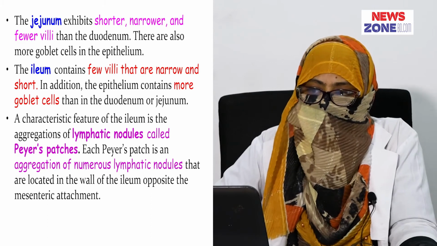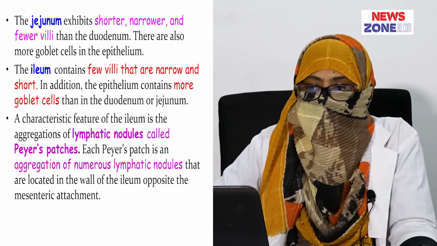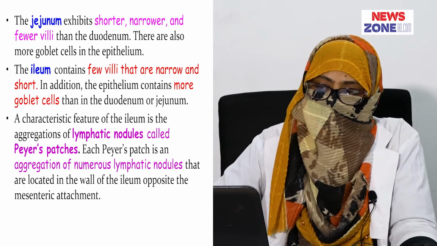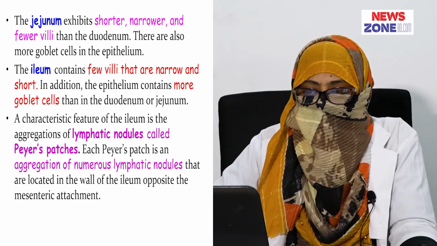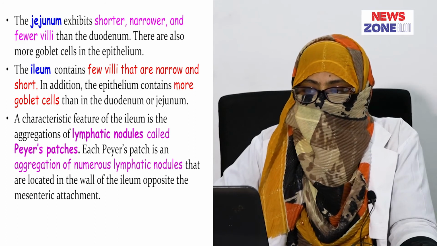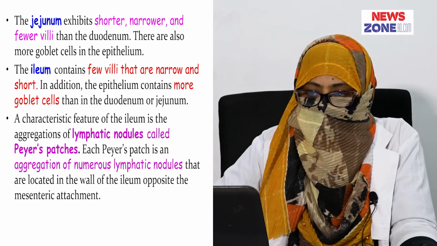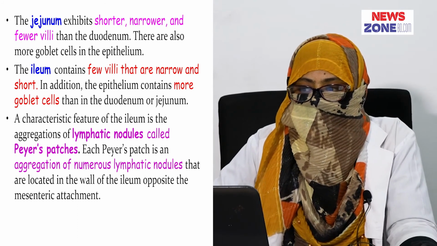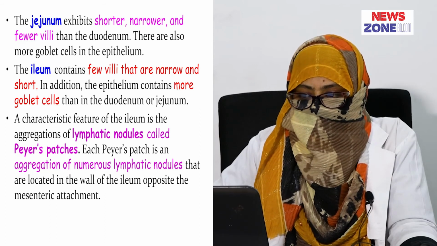In case of ileum, they contain few villi that are narrow and short, but in addition, the epithelium contains more goblet cells than the duodenum or the jejunum. Another characteristic feature of the ileum is the aggregation of lymphatic nodules called Peyer's patches. Each Peyer's patch is an aggregation of numerous lymphatic nodules that are located in the wall of the ileum opposite the mesenteric attachment. So, for today, here I am completing my lecture.